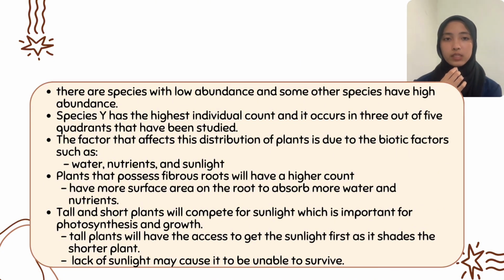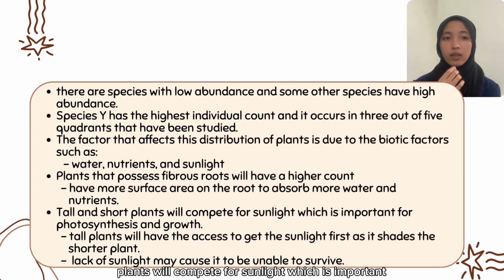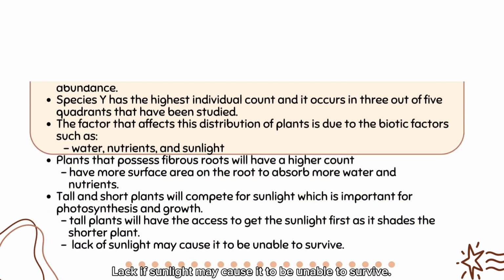Tall and short plants will compete for sunlight, which is important for photosynthesis and growth. Tall plants will have access to the sunlight first, as they shade the shorter plants. Lack of sunlight may cause them to be unable to survive.